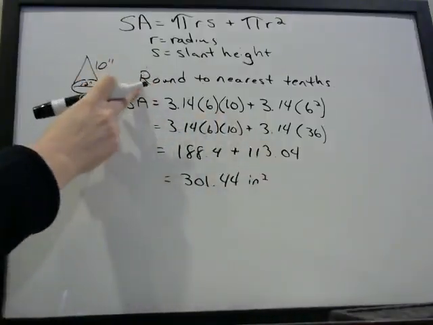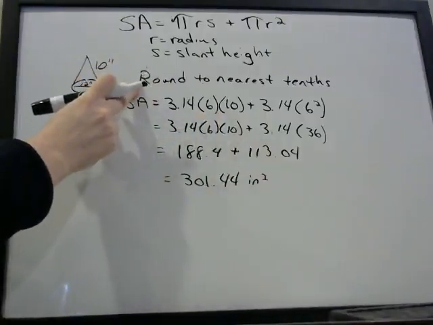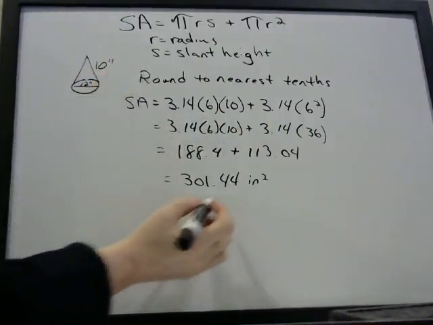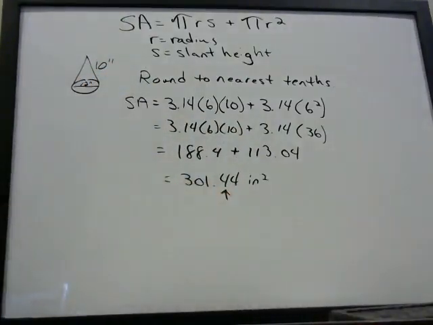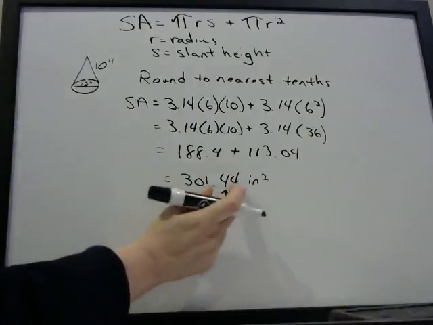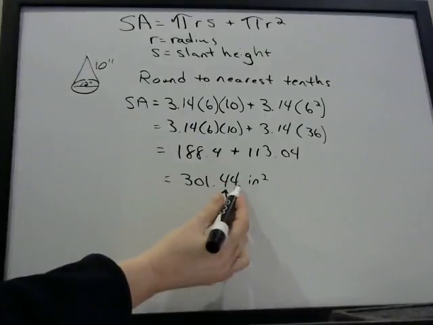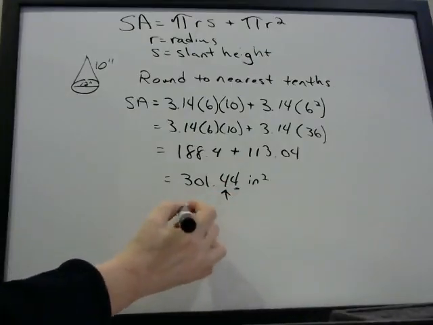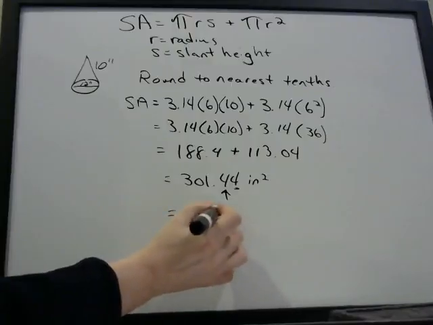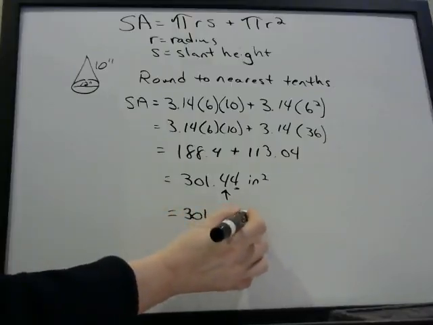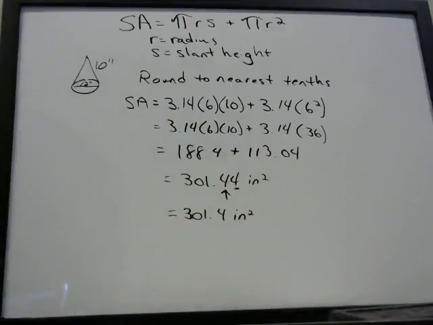But remember, they want us to round it to the nearest tenth. If you don't know how to do that, watch the video on rounding. Here's the tenths spot. We look to the right of that, we see a 4. Since that's not 5 or greater, we leave the number in the tenths spot as it is. So our final answer is going to be 301.4 inches squared. I'm going to take a pause and put a word problem up.